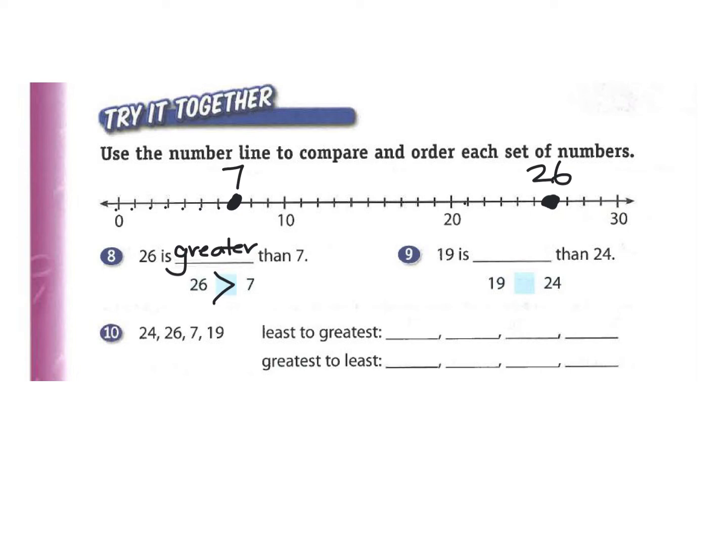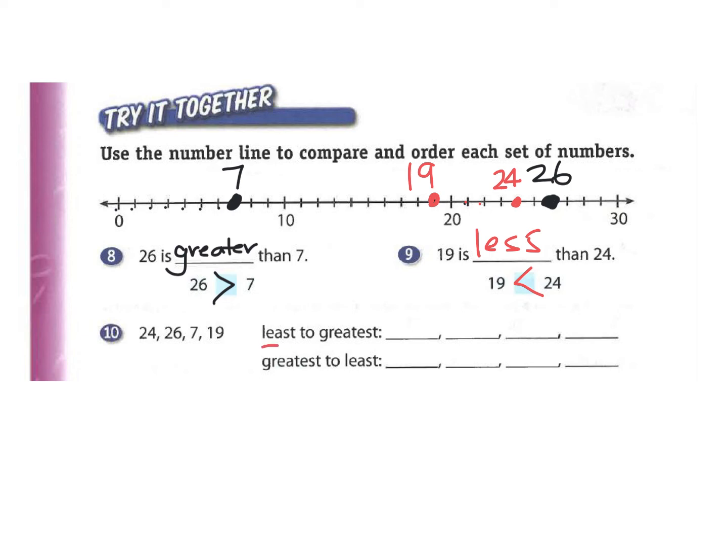Now I'll use a different color for the next two. We have 19, so that's 1 less than 20. So 19 and then 24. So 21, 22, 23, 24. They're a little closer on the number line, but we can see that 19 is less. Because it is to the left of 24 on the number line, it's less than 24.